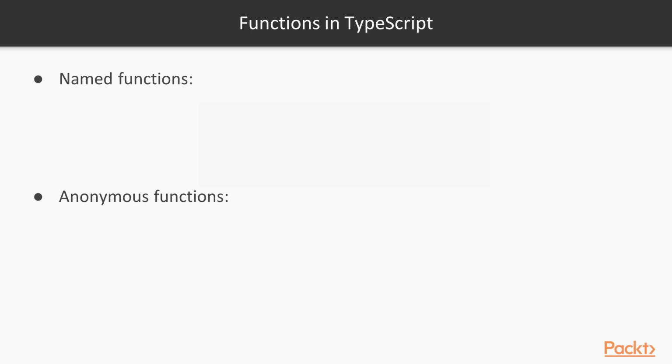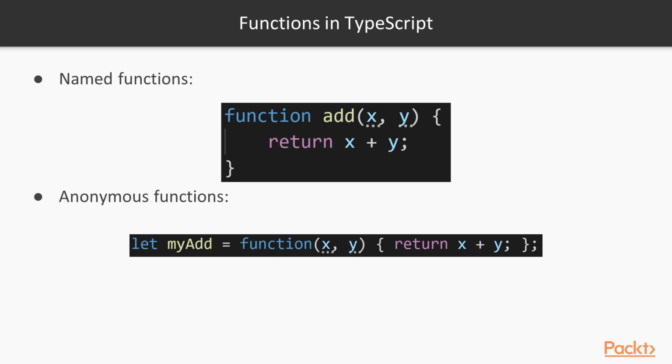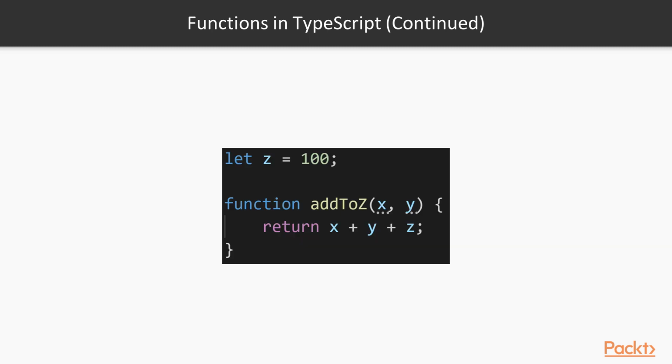Here is the example of how it would look like in JavaScript. This is the example of named function, and here is an example of an anonymous function. Another important thing to keep in mind is that, just as in JavaScript, functions can refer to variables outside of the function body. When they do so, they are said to capture these variables. A good understanding on how this works in the background is an important piece of working with JavaScript, and so with TypeScript. We will look at the function scope throughout this section.